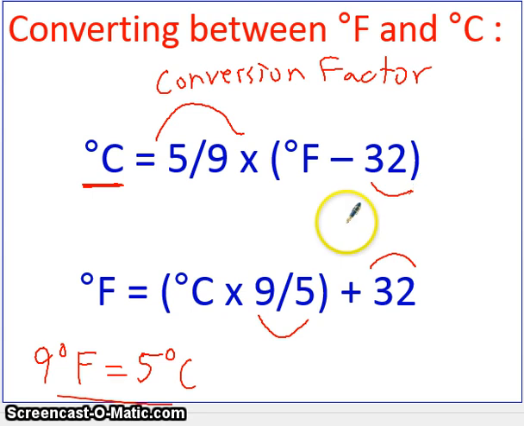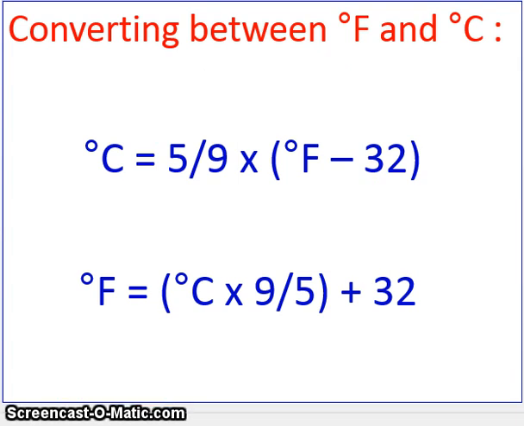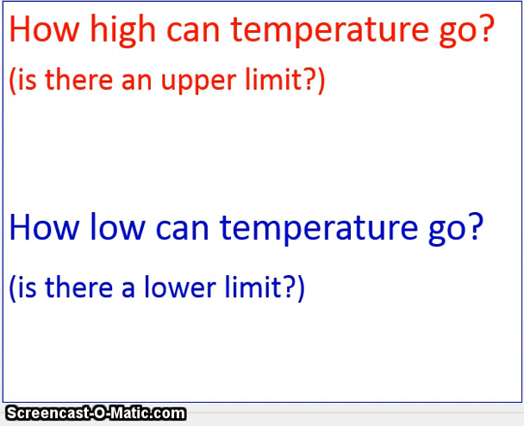So this is the distance between 0 degrees C and 0 degrees Fahrenheit. Really, you don't have to understand the details of these equations. You just have to be able to use them. In fact, we're going to use them in just a minute. Now, before we can do that, let's connect this to the Kelvin scale, and we'll do it with these questions.